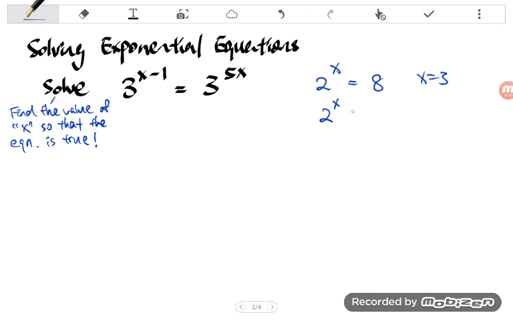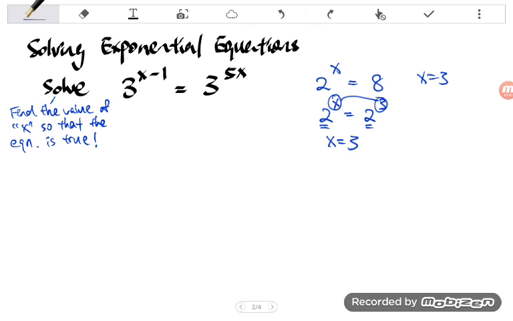So I'm going to say 2 to the power of x. I don't know what that is yet, but I'm going to change 8 to have the common base. So 8 is equal to 2 to the power of 3. Now that the bases are the same, all I have to do is match the exponents, which means my x must be equal to 3. Alright? So I'm going to apply the same logic to this question here.